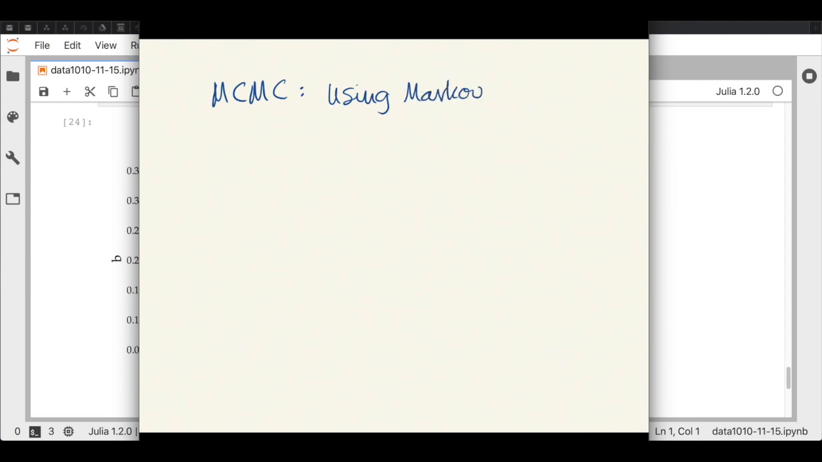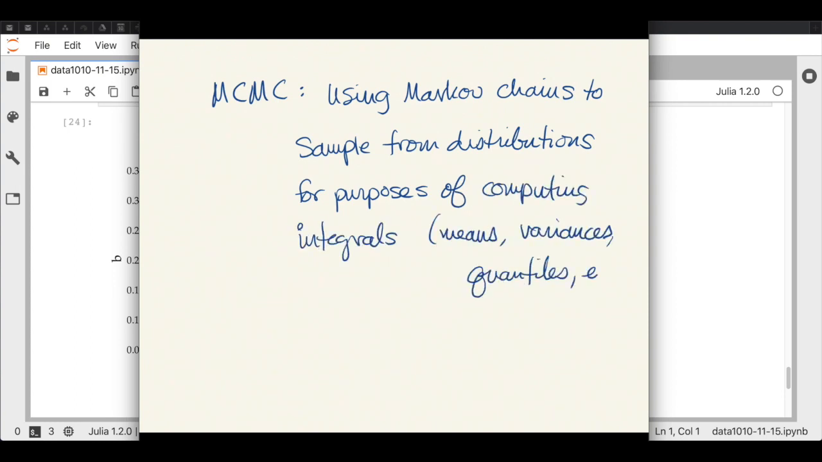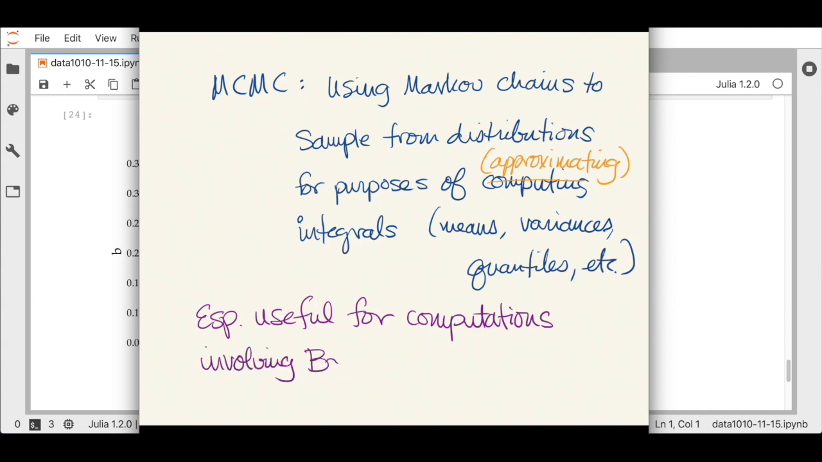And Markov chain Monte Carlo refers to using Markov chains to sample from distributions for purposes of computing various integrals like means, variances, quantiles, and so on. And this is especially helpful in Bayesian statistics because we often have posterior distributions that are hard to deal with analytically, but for which we can use Markov chains to sample. And then we can estimate posterior means with an average of that posterior sample, and we can estimate variances and quantiles, similarly using sample variances and sample quantiles for the results we get from the Markov chain sampling.